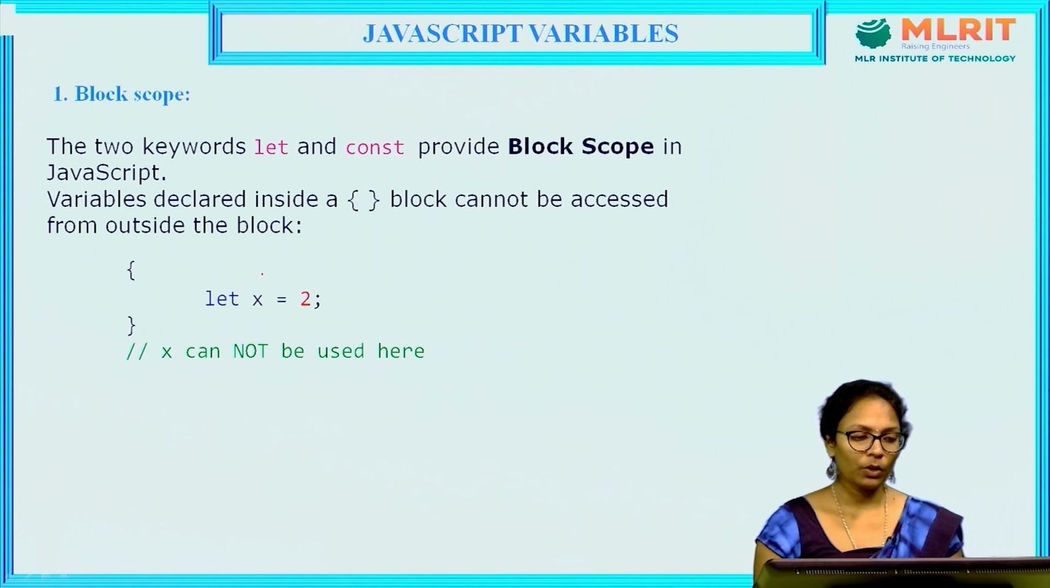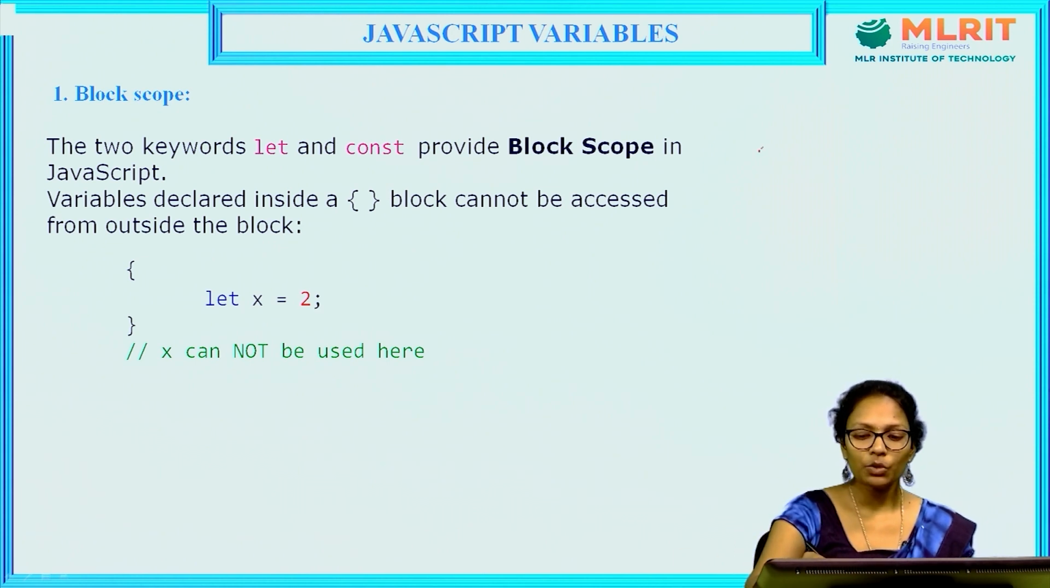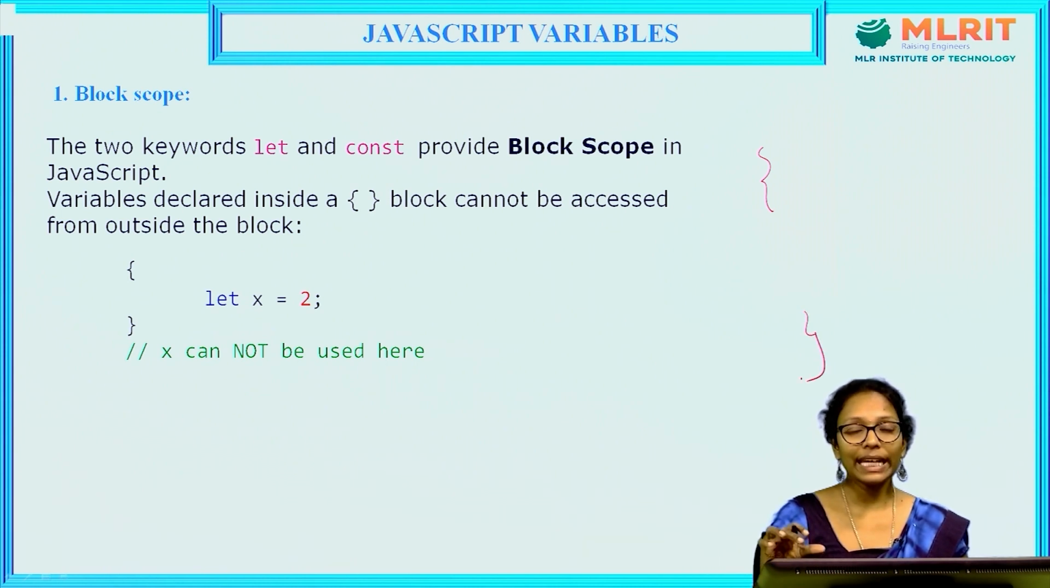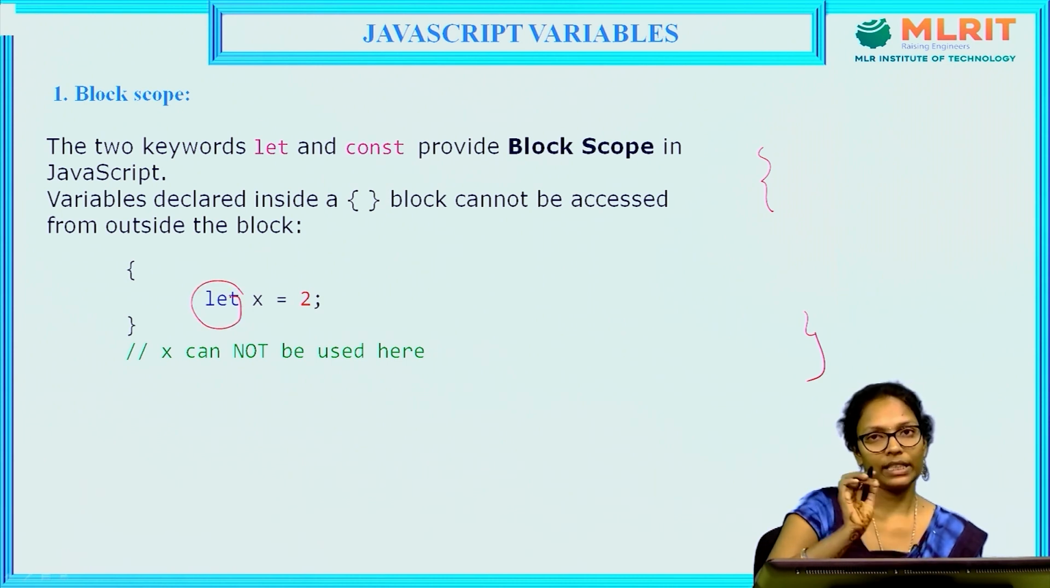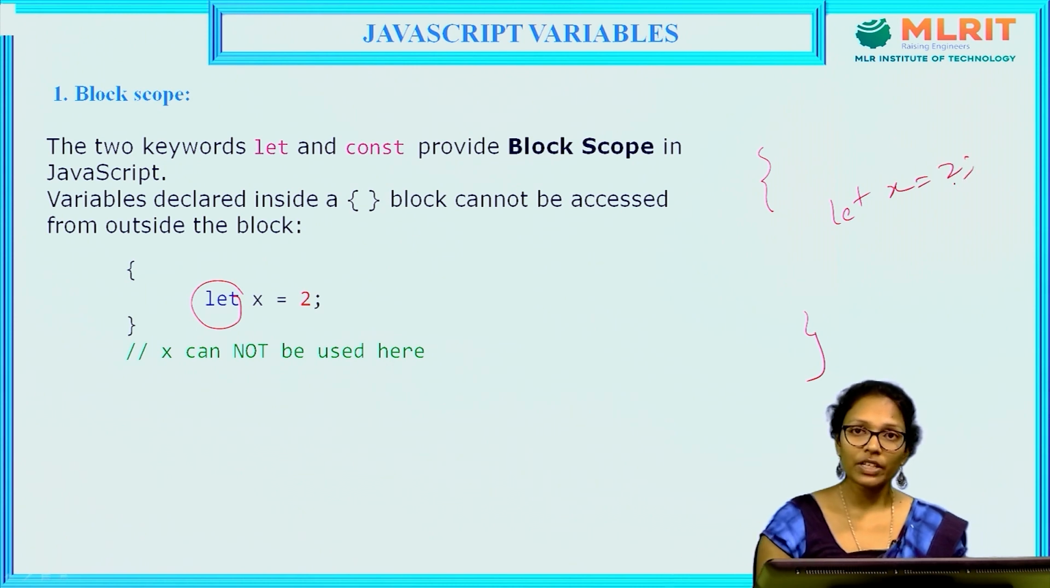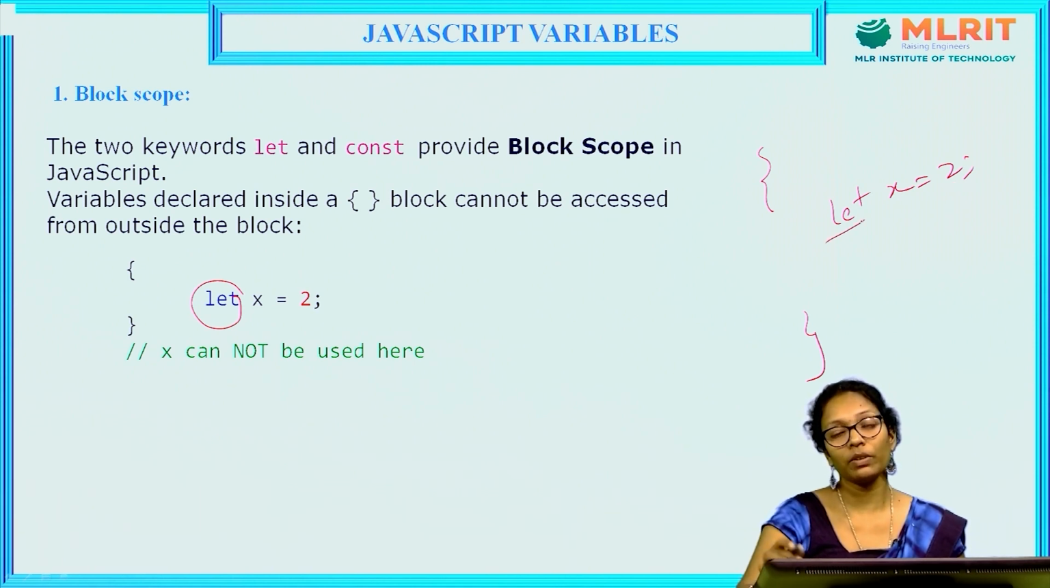So what is block scope? You can open a block without any function in JavaScript. Simply using a curly brace you can open a block, and if you want to close that block, simply close it. If I want to declare any variable within that block, you can use a keyword called let. So let x is equal to 2. Previously we were using the var keyword, but here, to declare the variables within the block, I mean block scope, you can use the keyword let.